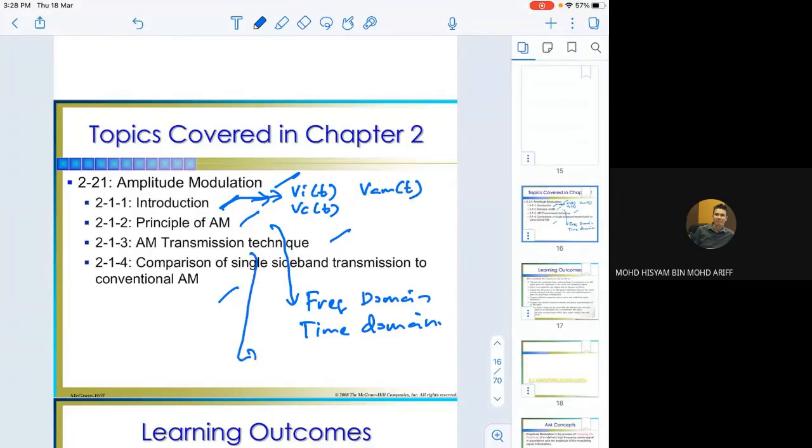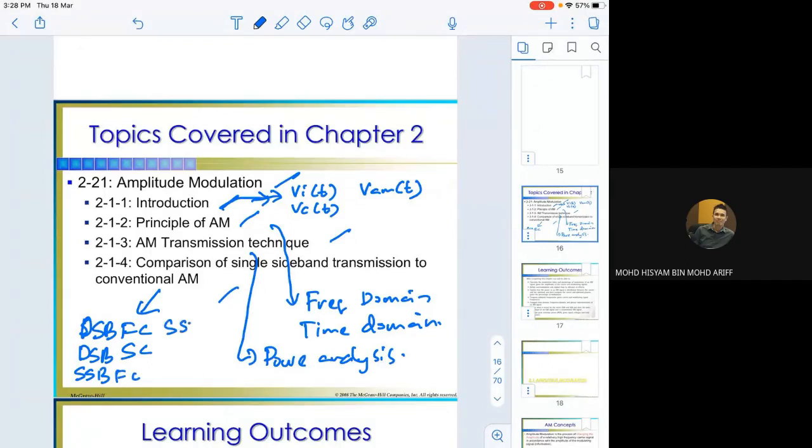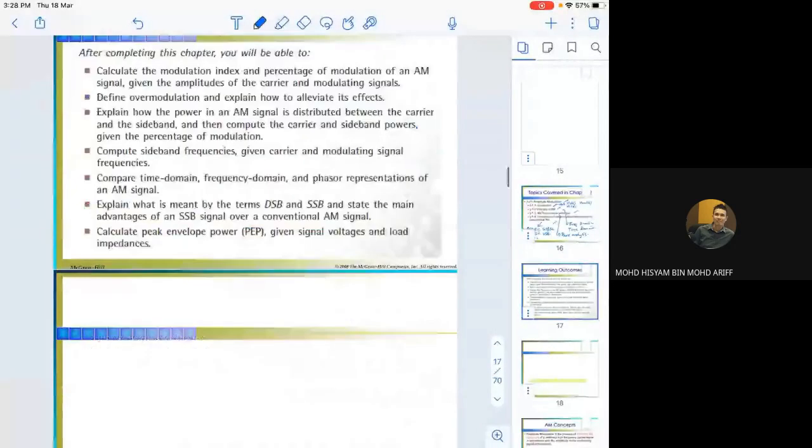AM transmission technique. Here you will learn power analysis. Comparison means single sideband, double sideband full carrier, double sideband suppressed carrier, single sideband full carrier, single sideband suppressed carrier, and vestigial sideband. This is what you learn. Last time you saw it on YouTube. Now, recap back.